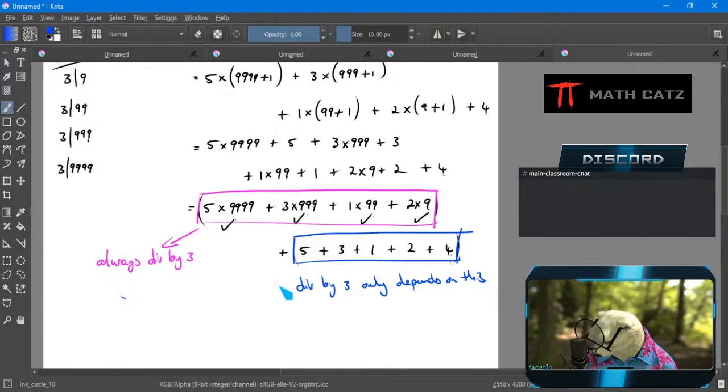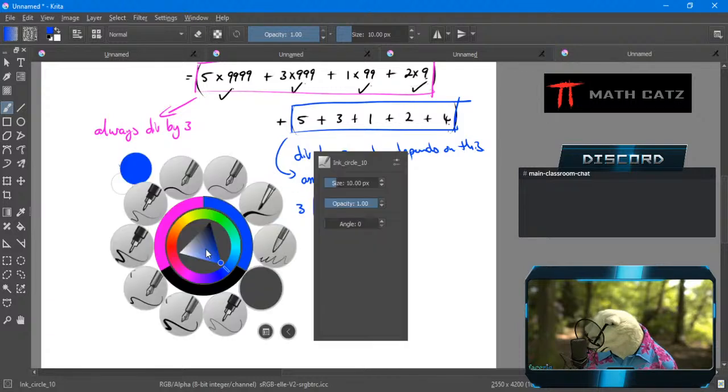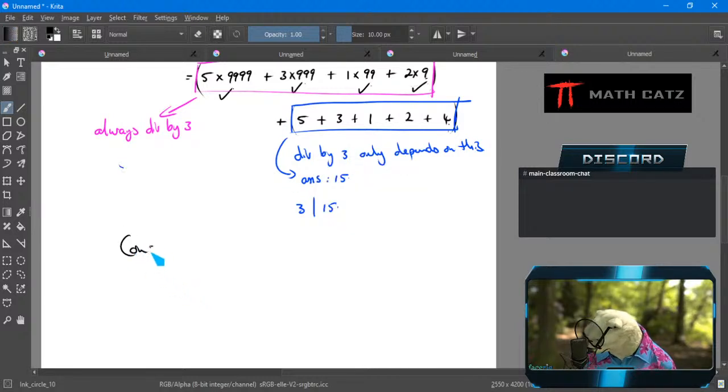And now we can say, well, this blue section is 5 plus 3 is 8, plus 1 is 9, plus 2 is 11, plus 4 is 15. The answer is 15. I notice that 3 divides into 15. I can then conclude that 3 divides into my original number, and I celebrate.